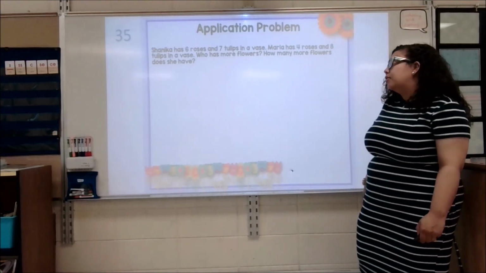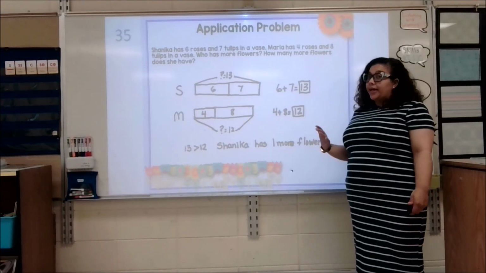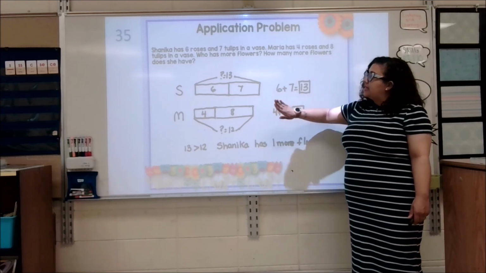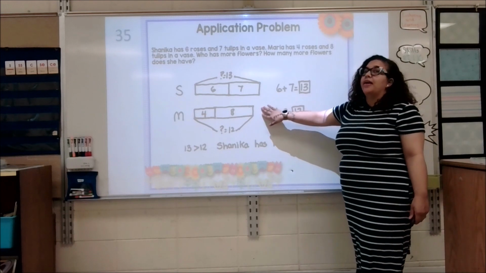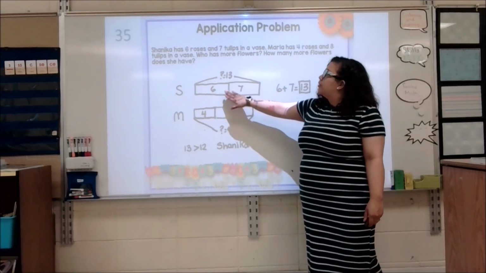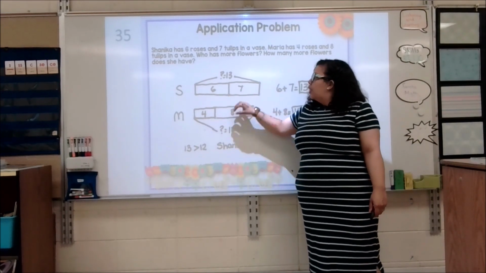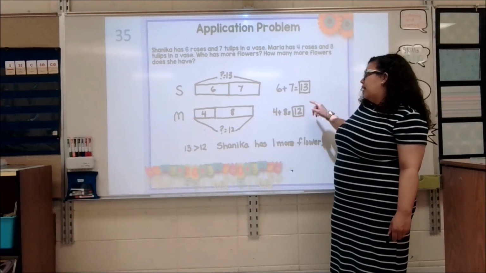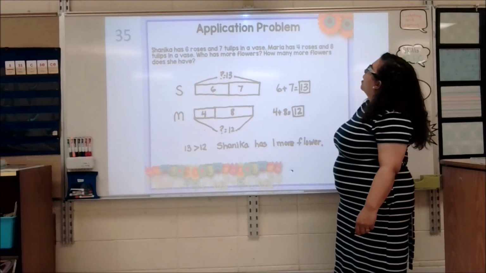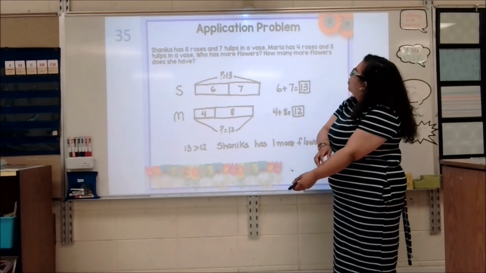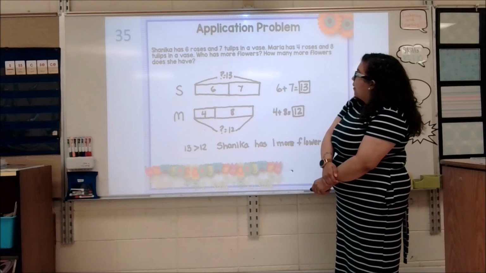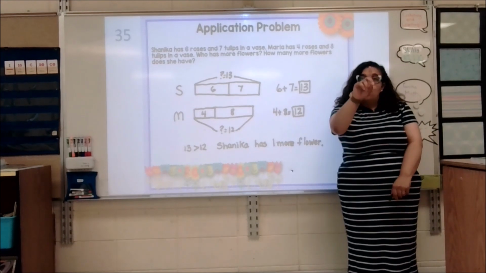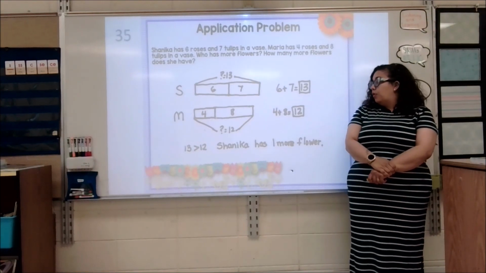Okay, so what we did to solve this problem, we used a tape diagram to depict Shanika's flowers, a tape diagram to depict Maria's flowers. We are told the roses and the tulips for each girl. We put those values together, and we find that Shanika has 1 more flower. How many more flowers is this? So she has more, and that is 1 more. Shanika has 1 more flower.